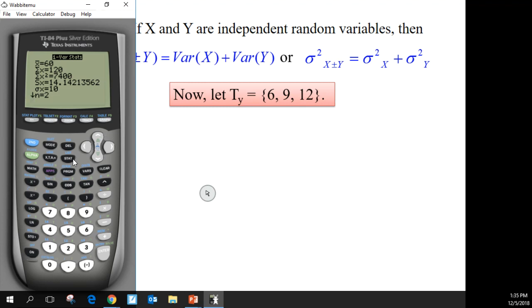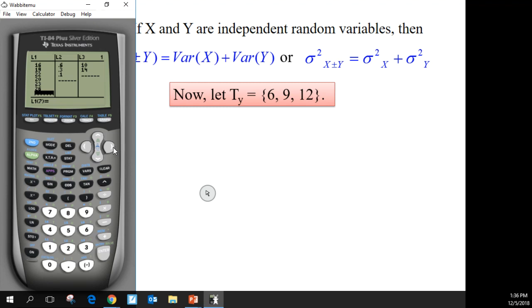Our calculator back. So our first one, x. Our very first time we had x, it was 10 and 14. But let's think about that. Well, I could have 10 plus 6. That'd be 16. I could have 10 plus 9. That's 19. I could have 10 plus 12. That's 22. Or I could have 14. 14 plus 6 is 20. 14 plus 9, that's 23. 14 plus 12, that's going to give me 26.